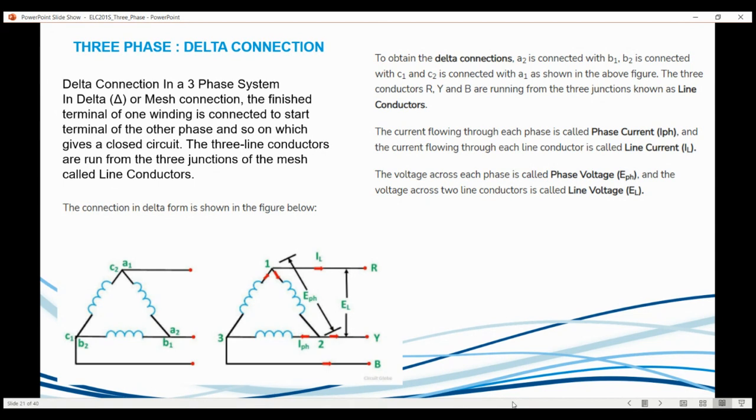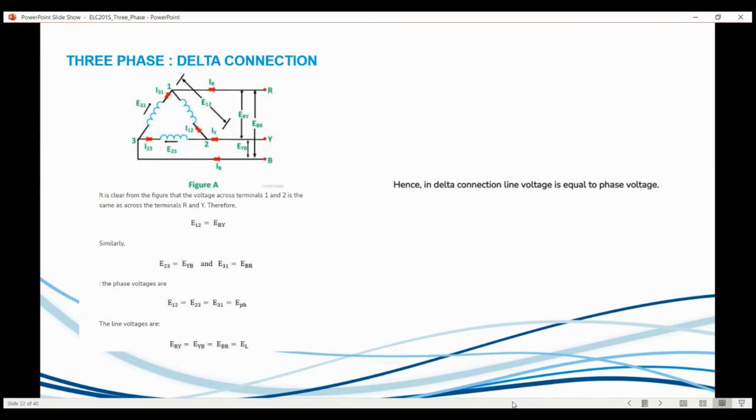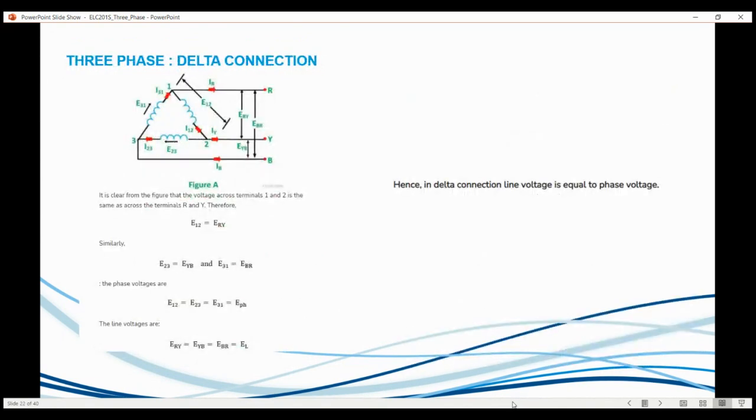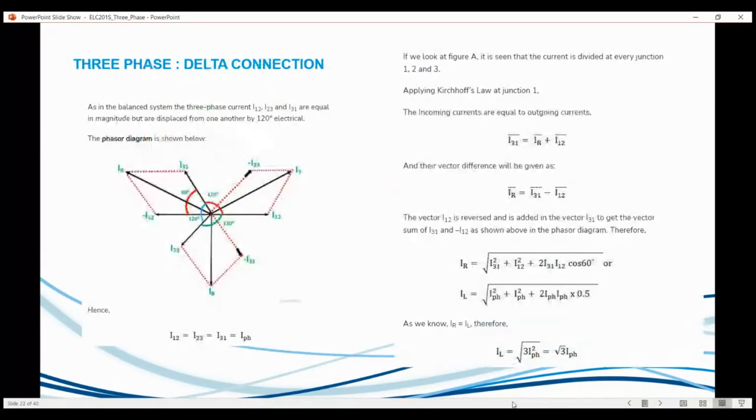Conversely, especially if you compare that to the star connection. So again, we're looking at the relationship between your phase voltage and your line voltage. In your delta connection, your line voltage is equal to your phase voltage. So that is essentially the opposite of your star connection.